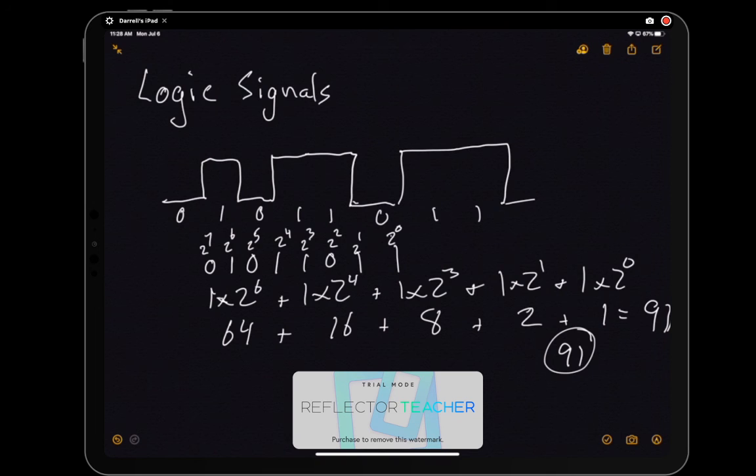Okay, so that concludes this short video demonstration on how logic signals are transferred across a wire serially. That's one wire, one bit at a time, as opposed to parallel, where you might have 8 wires or 16 wires or 64 wires, each of them carrying a bit at the same time. So I could send 8 bits in one clock cycle.